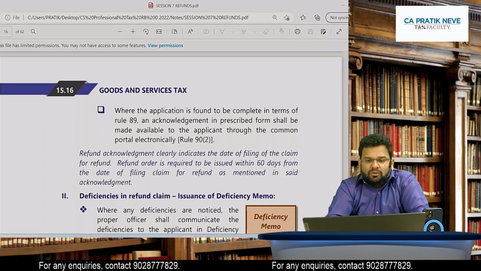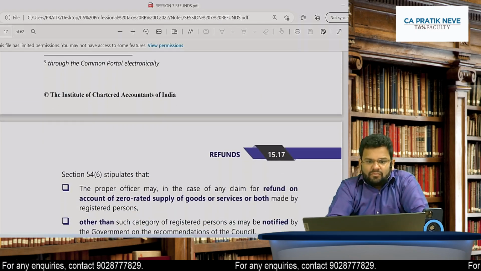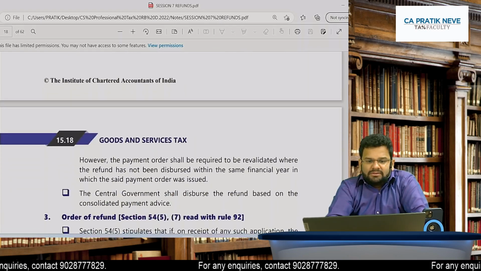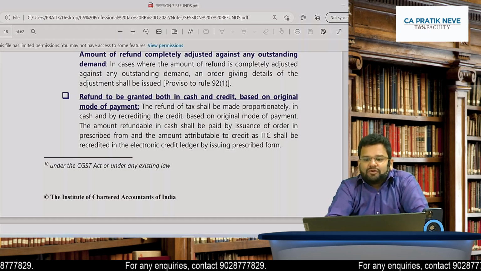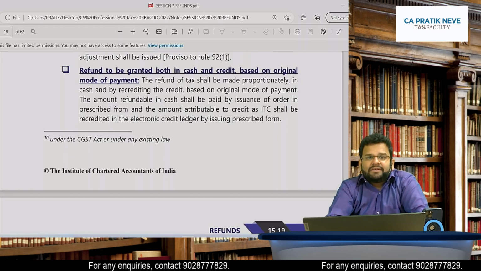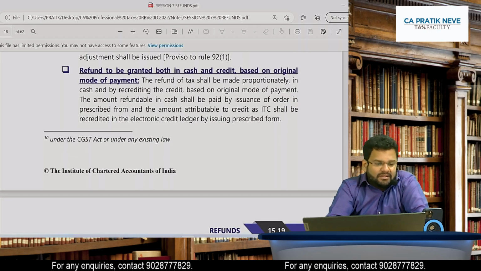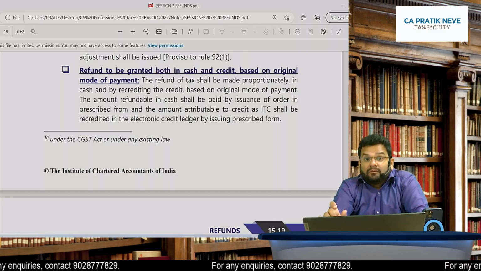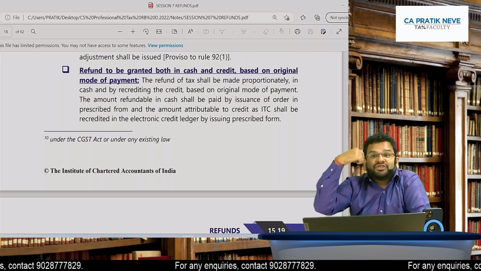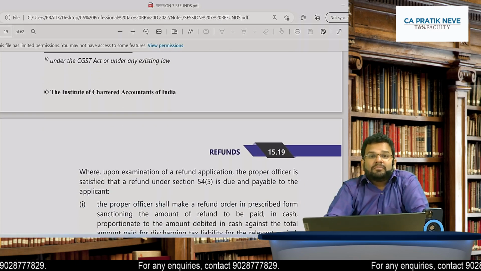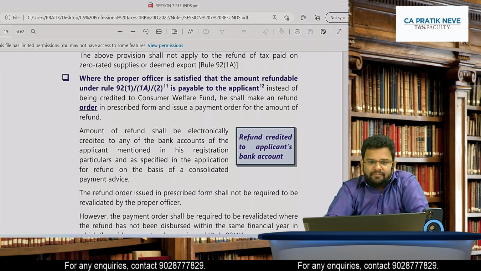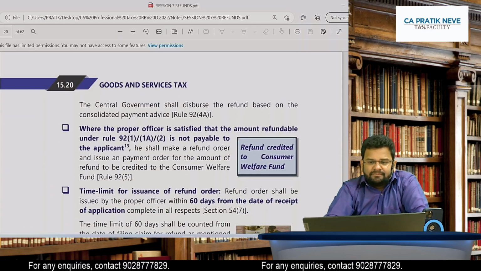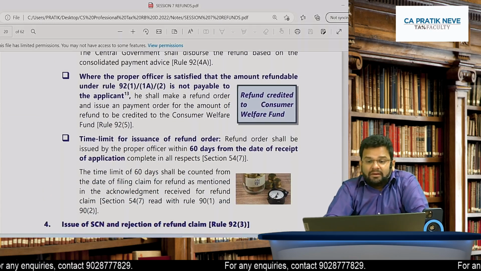Okay, so what else I want to tell you in this? Do you know rate of interest for delay in refund from government? What is the rate of interest? We have learnt it. It is 6% per annum. Very good. Do you know it starts from which day? It starts from 61st day from the date of application. Agreed?